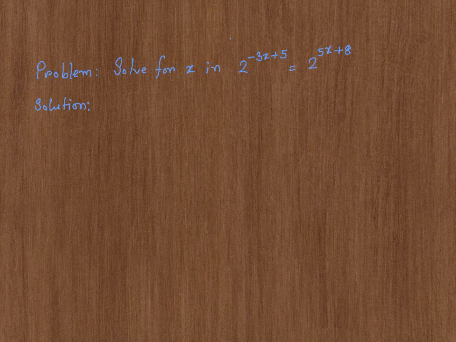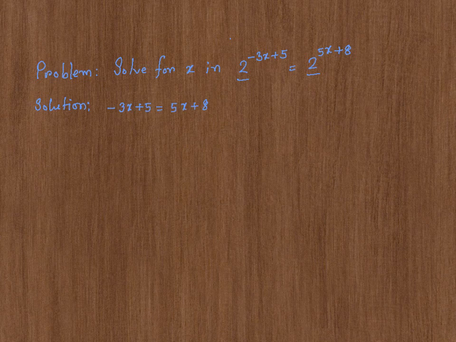On both sides, notice that you have 2 to the power something. Exact same base on both sides. So if the bases are exactly the same, then the exponents must be equal as well. Using that argument, I could write the following: negative 3x plus 5 is equal to 5x plus 8. Now this becomes solving a simple linear equation.